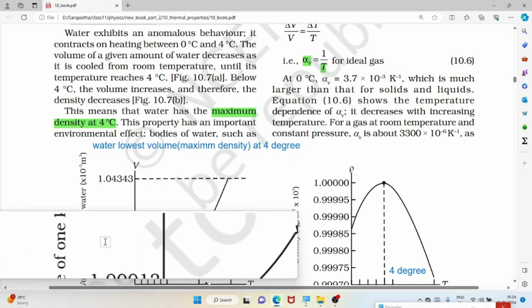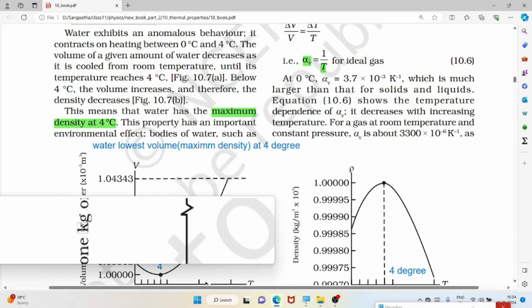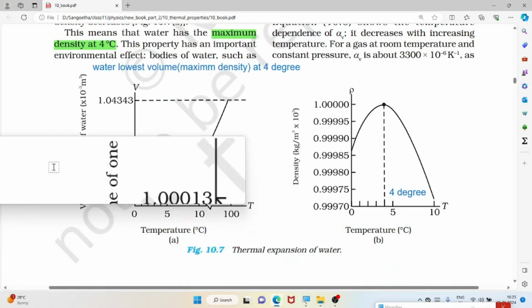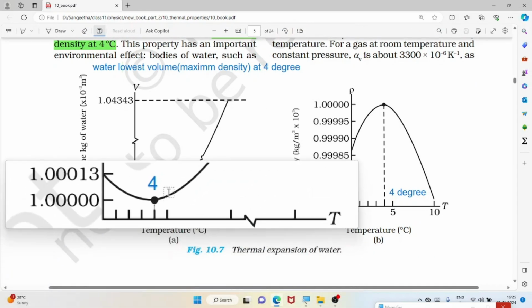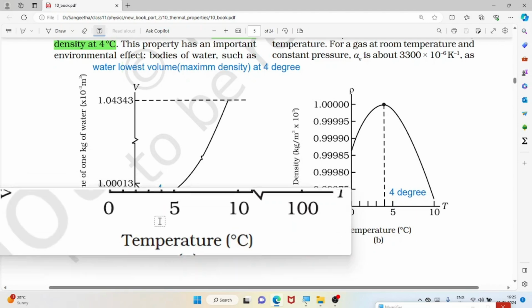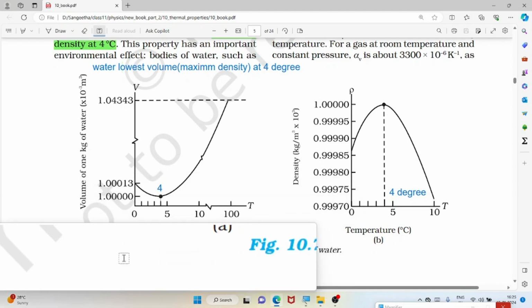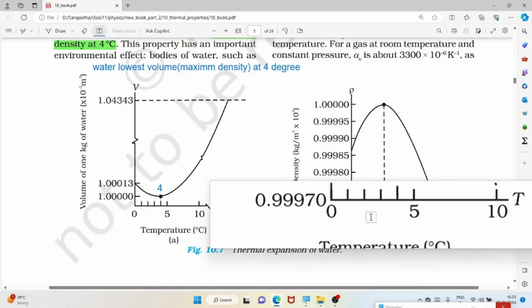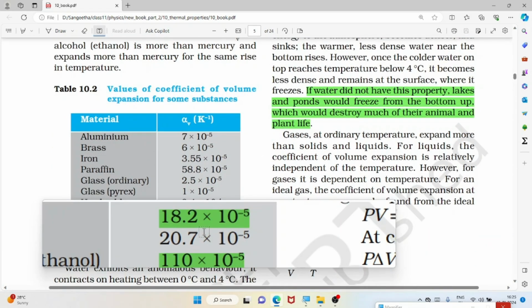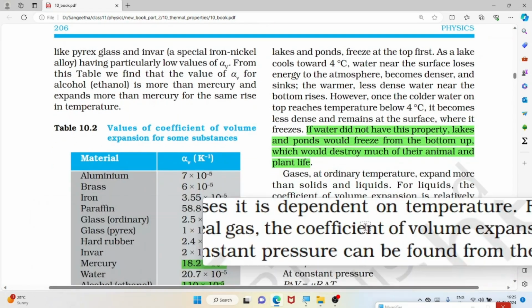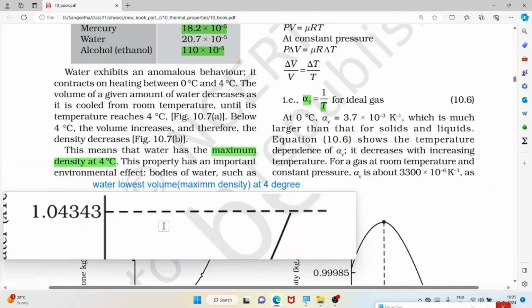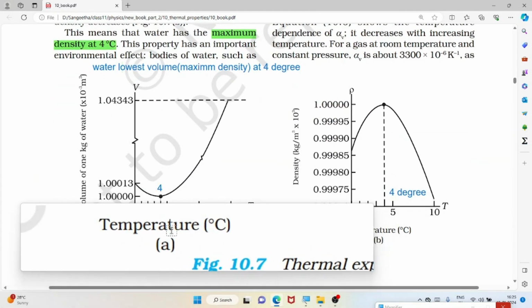Water has a special property at 4 degrees Celsius. This is the highest density, the maximum density, and the lowest volume. You see this temperature versus volume graph: the lowest volume is at 4 degrees Celsius. Density is mass by volume, so lowest volume means highest density. Here density is maximum at 4 degrees. If water did not have this property, lakes and ponds would freeze from the bottom, due to this property at 4 degrees: lowest volume, highest density.